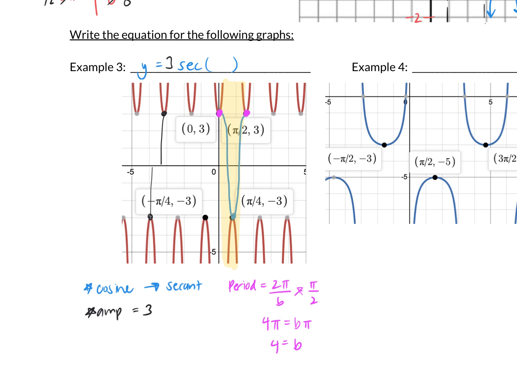So my equation is going to be y equals 3 times secant of 4x. There was no phase shift, there was no vertical shift, and I know there was no vertical shift because from this midline, which is usually our x-axis, it's the same distance to my maximum and my minimum points.